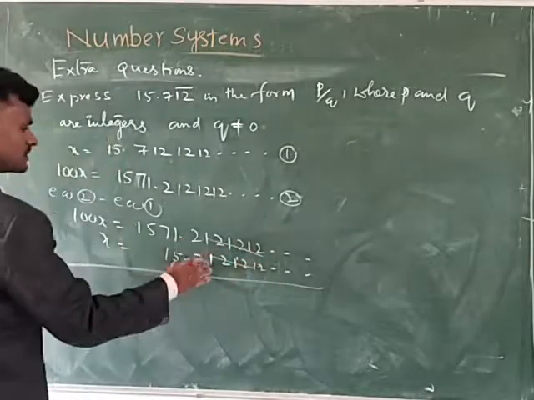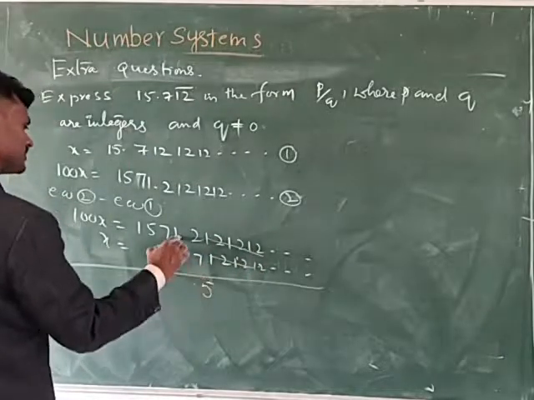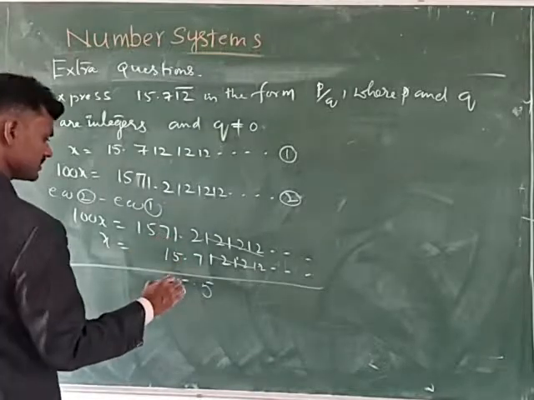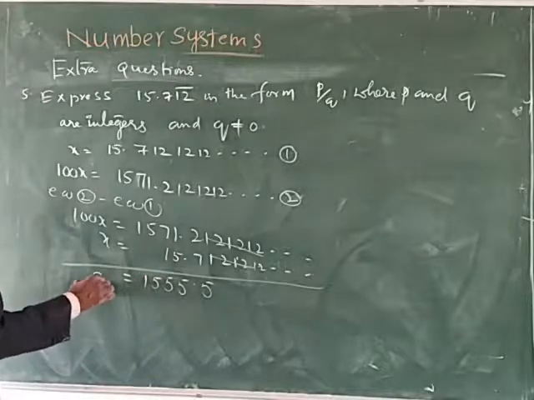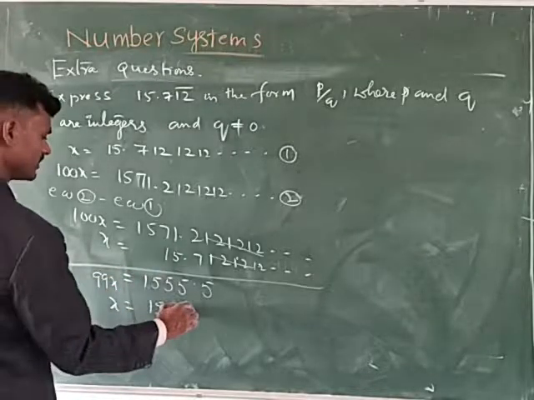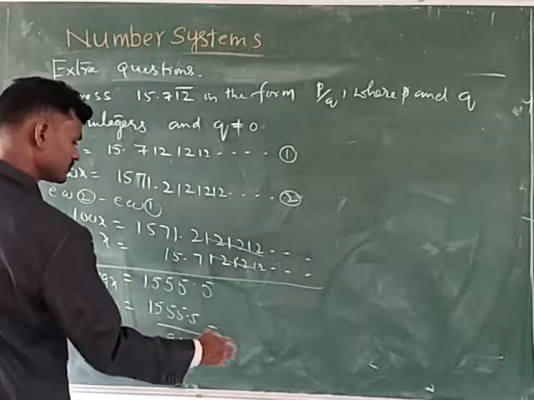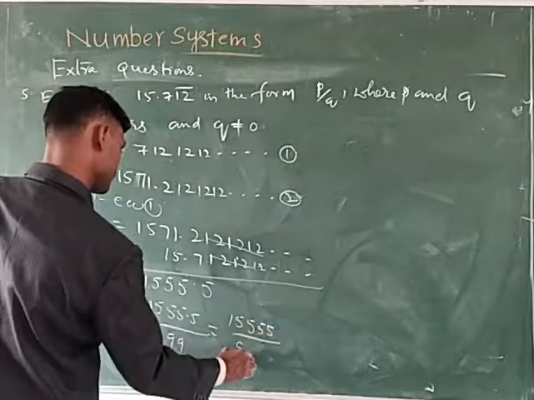12 minus 7 is 5. Here 0 means 5. Here 6 minus 1 is 5. Here 5 5. This is equal to 99x. Then x is equal to 155.5 by 99. This decimal also you can remove, means 1555 by 990. Note down.